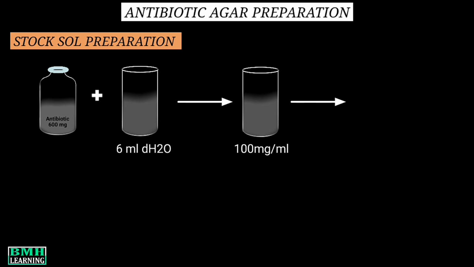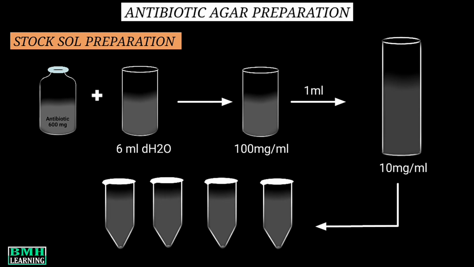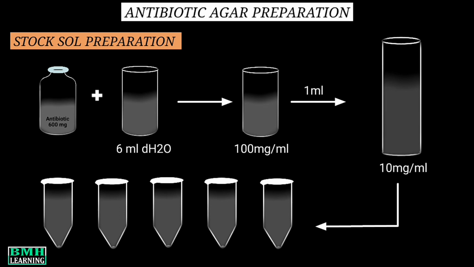From this stock solution, we take 1 ml and transfer it into another tube containing 9 ml of distilled water. This would give us a concentration of 10 mg per ml. From this 10 mg per ml dilution, we make 1 ml aliquots. Of course, these have the same concentration of 10 mg per ml. Don't forget to mark the aliquots with the antibiotic concentration, date of preparation, and expiry date. Store these aliquots at -60 degrees centigrade.